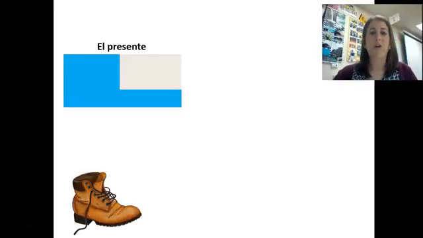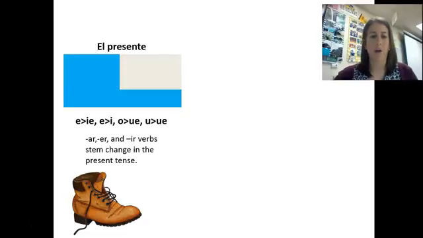So remember, we call these boot verbs because this stem change, or spelling change, takes place in the stem inside the boot in our conjugation. So we do not have a stem change in the nosotros and vosotros conjugations. Remember, we've got four types of stem changers in the present tense: E to IE, E to I, O to UE, and U to UE. And all three types of verbs, AR, ER, and IR verbs, stem change in the present tense.